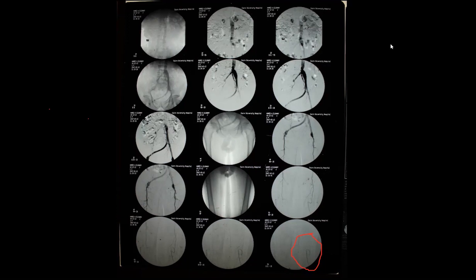Doctor, I have marked it. You can see that circle. I mean, there is also from below. There's no catheters from below. This is not a catheter. This is an artery. It's not a catheter. Oh, okay.